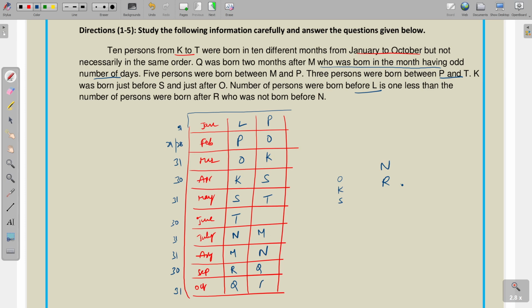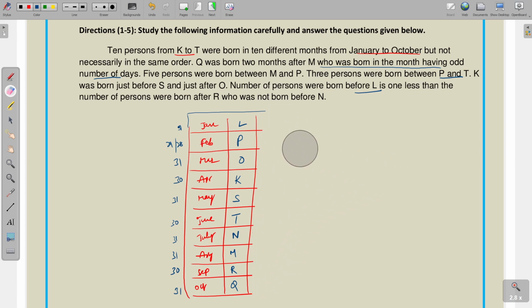Coming to the second possibility, there is no chance to place. Suppose if we place N and R, O is placing here. So before R and after O there are so many persons. So this possibility is not correct. Only the first possibility follows. And let us move on to the questions.